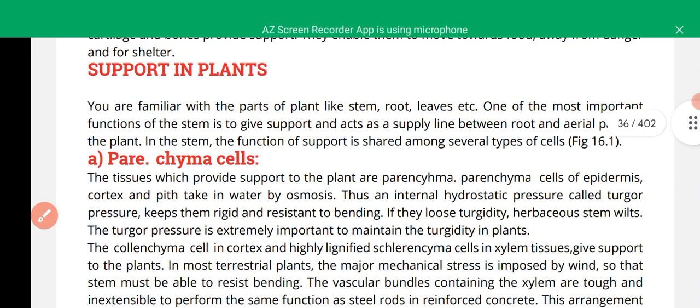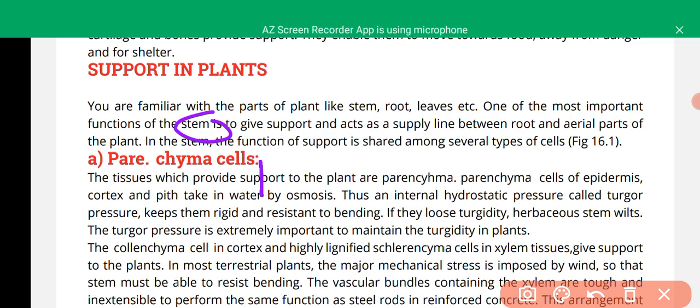And we know that there are various types of plant structures, like plant stems and plant roots. And we know about the stem. What is the basic purpose of the stem, and what is the main supportive organ of the plant?